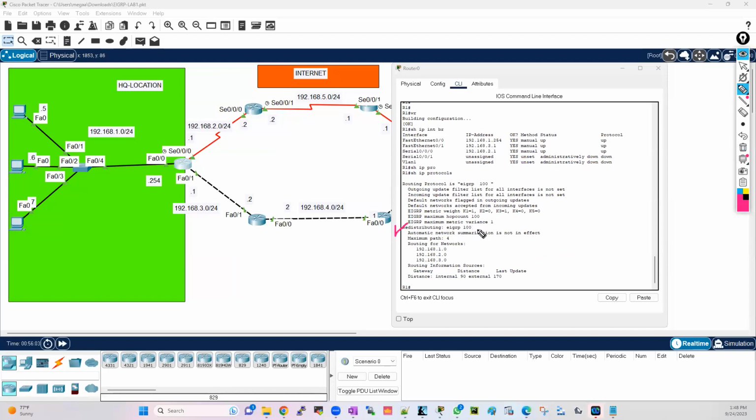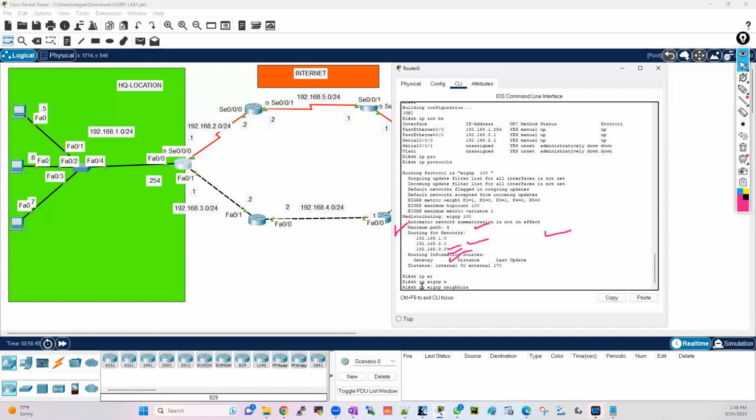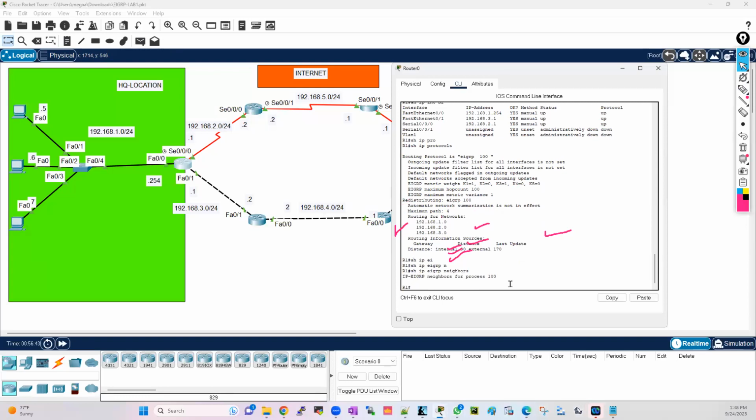And then now, if we pay attention closely, these are the things we have done. The distribution EIGRP is 100. These are our AS. Automatic network summarization is not in effect because we said no auto-summary. This is the routing for networks. Routing for network, we have .1, .2, .3. When we configure the next router, we can now check our neighbors. Let's run this command, show IP EIGRP neighbor. No neighbor. Do we see any neighbor here? Because we have not configured the other router. There's no neighborship.